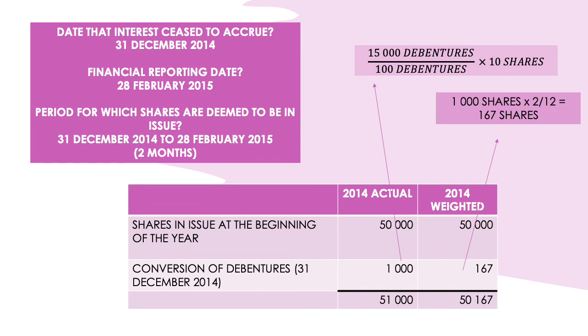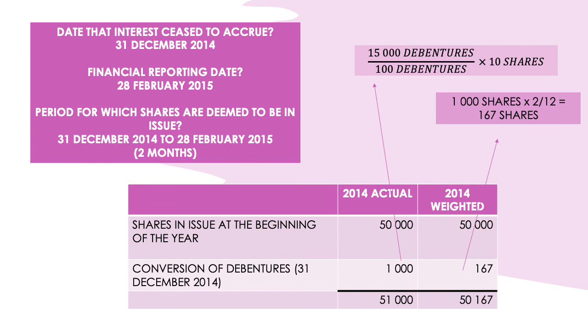And how did we get that? Well, from the information, we know that there were 15,000 debentures, and we know the conversion rate is 10 ordinary shares for every 100 debentures held. So if you take the 15,000 debentures, you divide by 100 debentures, you divide by like things, and then you multiply it by 10 shares, that gives you that this company would have issued 1,000 shares on conversion of the debentures. That is in the actual column.